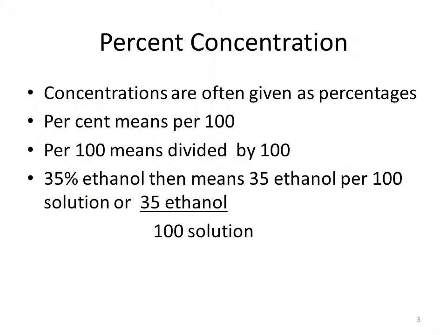Percent concentration is the first concentration expression that we'll look at. Now, percent means per 100. So that means divided by 100, doesn't it? So if I have 35% ethanol, I can then write 35 ethanol per 100 solution, or write it in the fraction like I'm showing you here, because 35% means 35 per 100. And what we mean when we say 35% ethanol, we're basically saying 35 of it is ethanol, 100 of it is the whole thing, the solution.